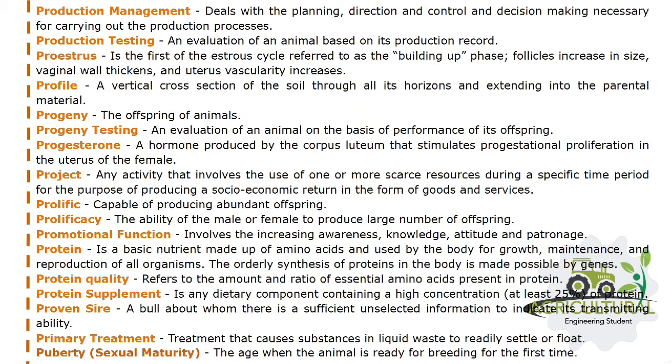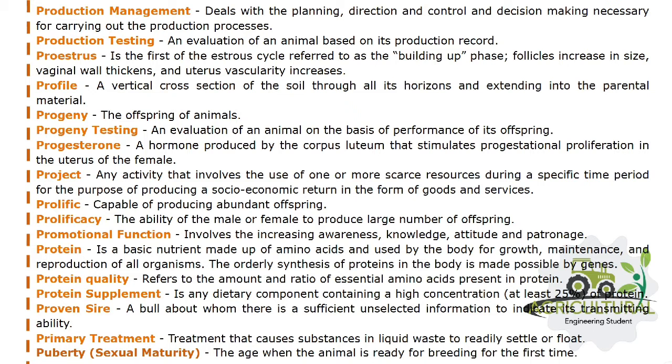Project, any activity that involves the use of one or more scarce resources during a specific time period for the purpose of producing a socio-economic return in the form of goods and services. Prolific, capable of producing abundant offspring. Prolificacy, the ability of the male or female to produce a large number of offspring. Promotional function, involves increasing awareness, knowledge, attitude and patronage. Protein is a basic nutrient made up of amino acids and used by the body for growth, maintenance, and reproduction of all organisms. The orderly synthesis of proteins in the body is made possible by genes.